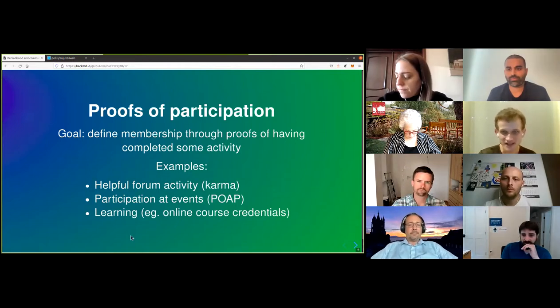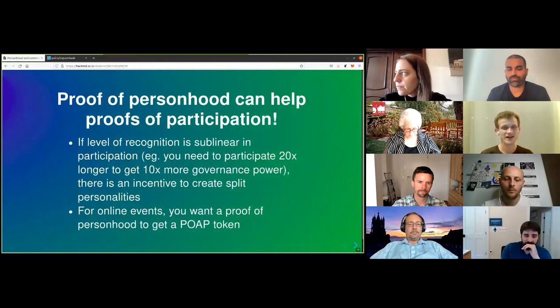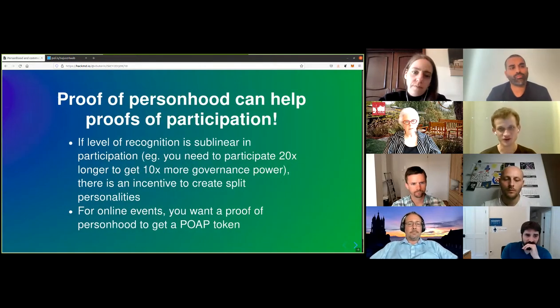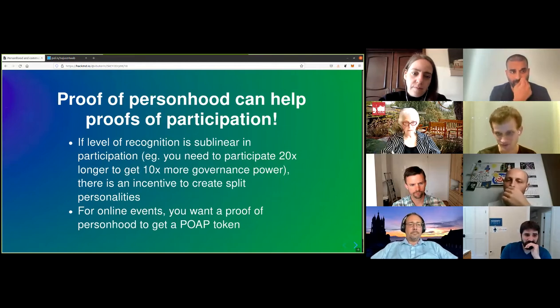So you can say it's a special case of a proof of attendance protocol. Now, proof of personhood can help proofs of participation, right? There's two reasons for this. One of them is this kind of sublinearity argument issue, right?